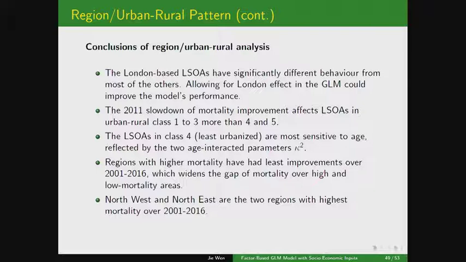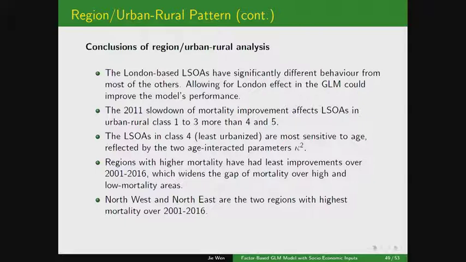As an initial conclusion of the region and urban-rural analysis, we see the London-based RSOEs have significantly different behavior from most of the others. The slowdown of mortality improvement in 2011 is more related to RSOEs in classes 1 to 3 rather than class 4 and London. And the class 4 RSOEs are more sensitive to age.